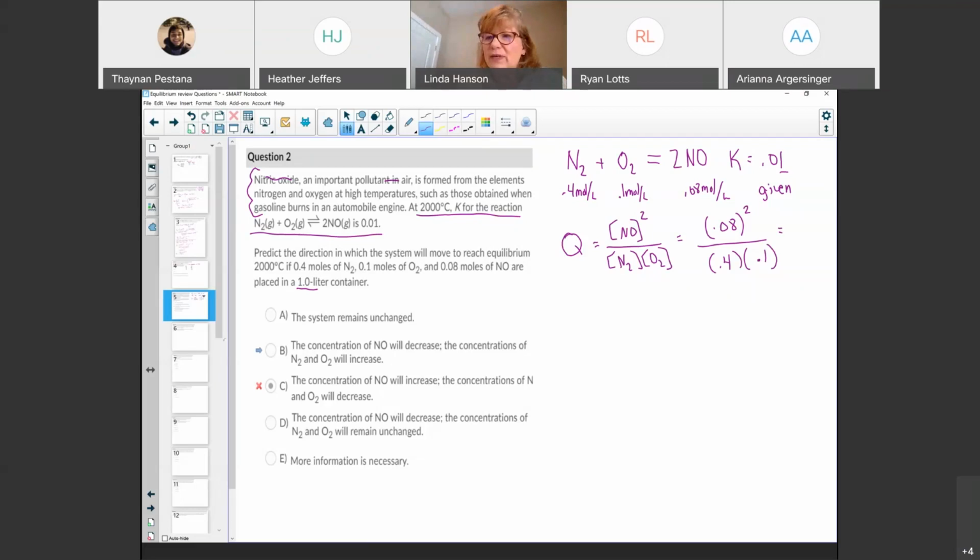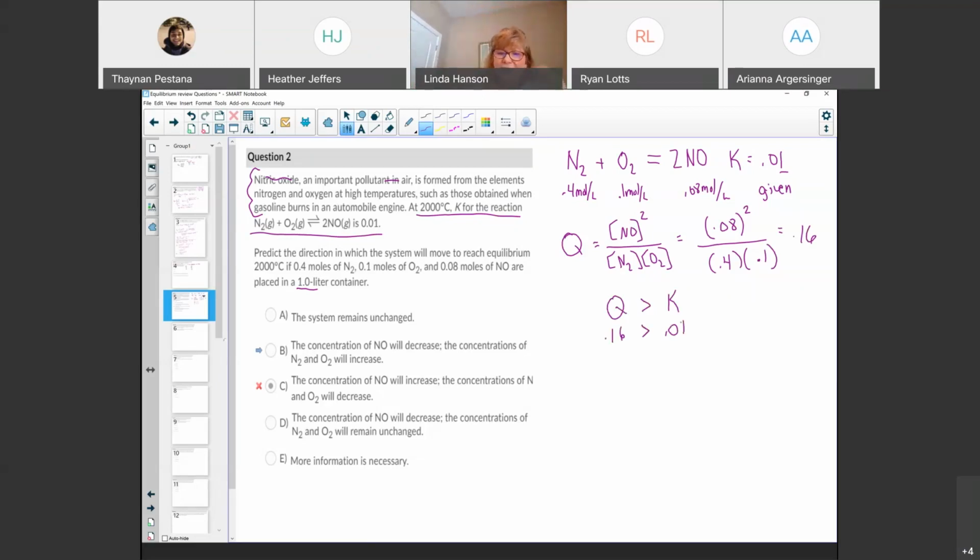My screen reads 0.16 on my calculators. Anyone else get that? Yes, awesome. So here's what we've determined. Q has come out bigger than K, right? 0.16 is a larger number than the K.